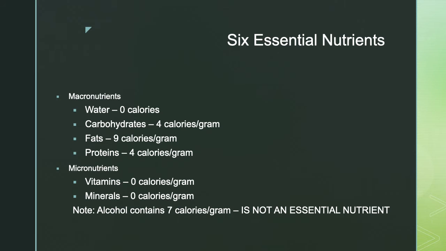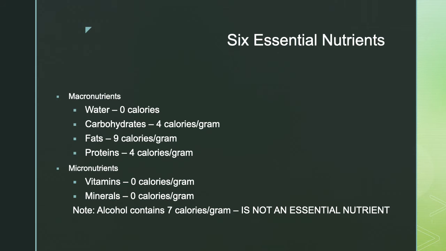And we have 2 micronutrients. So micronutrients are nutrients that are essential for health, but we need them in smaller quantities in our diet for optimal health. So those would be our vitamins and minerals, both of which are also 0 calories per gram, just like water. And just a note here, alcohol is not an essential nutrient, but it does contain 7 calories per gram. That's the alcohol itself.